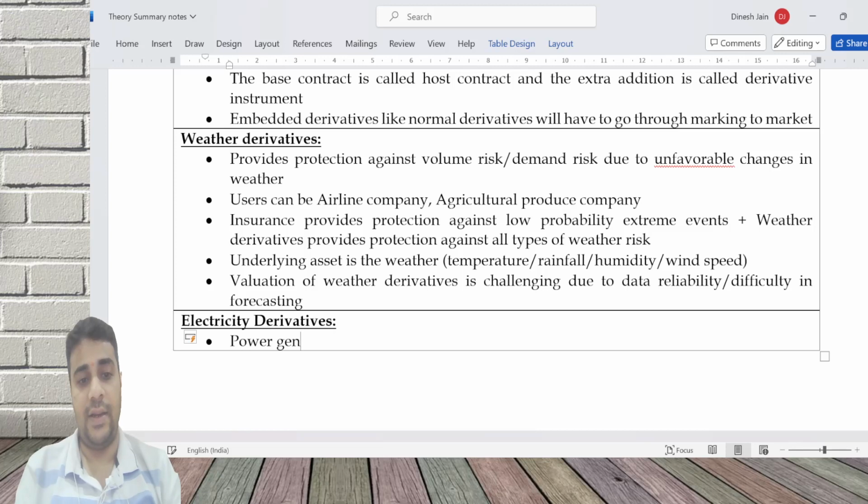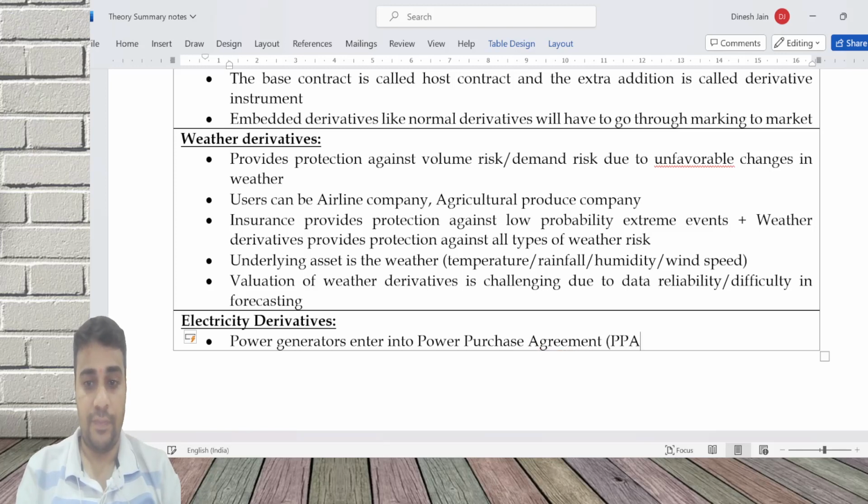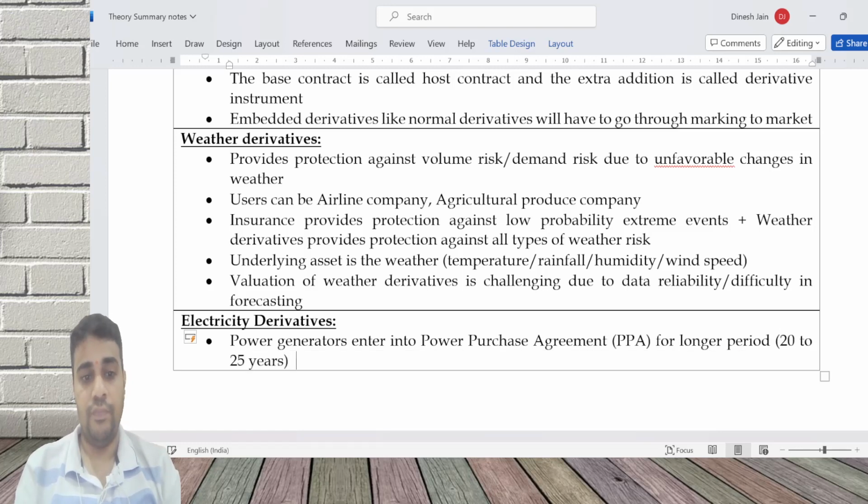Power generators enter into a PPA, a power purchase agreement, for a longer period.